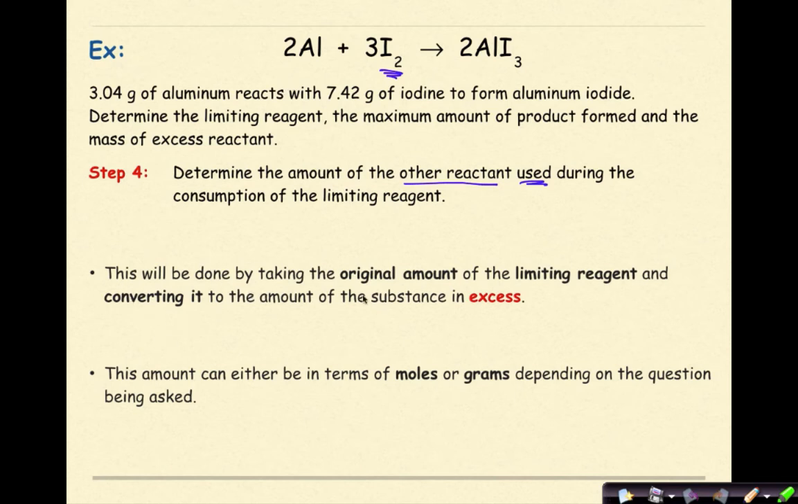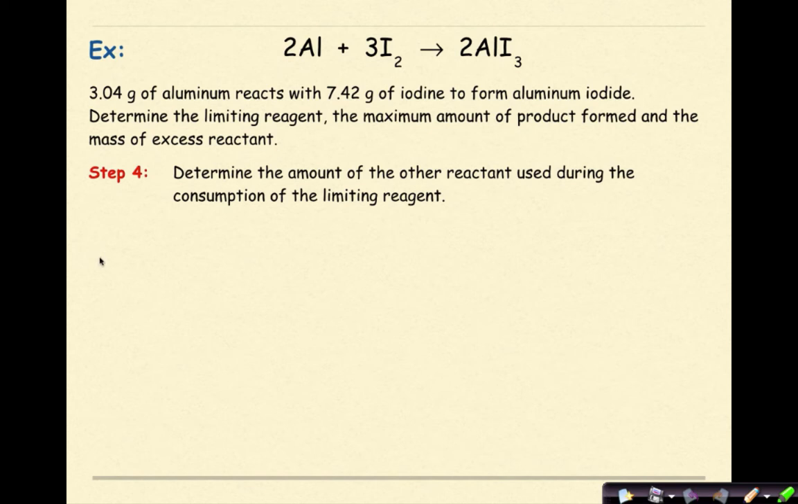This will be done by taking the original amount of the limiting reagent and converting it to the amount of the substance in excess. This amount can either be in terms of moles or grams, depending on the question being asked. This is going to be the exact same setup as step 3, except instead of calculating the mass of AlI3, we're going to calculate the mass of Al.